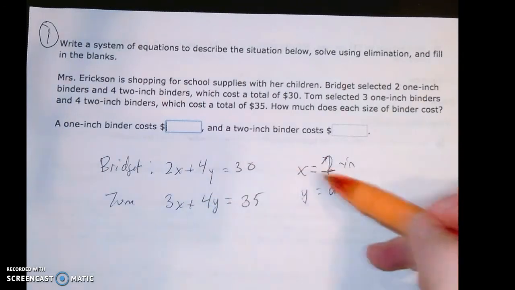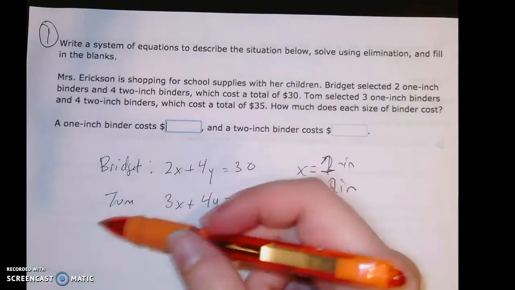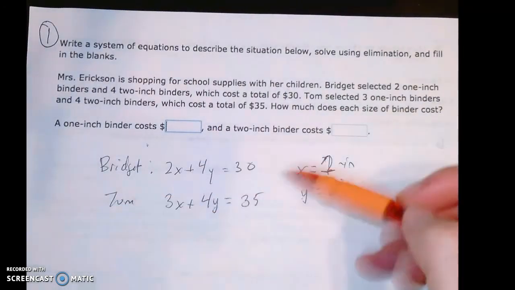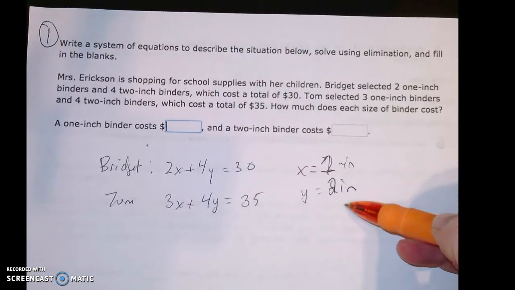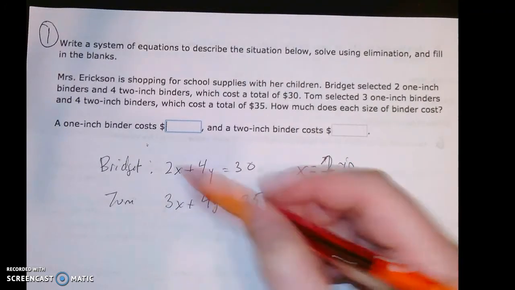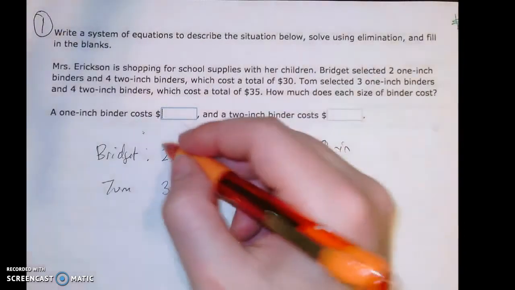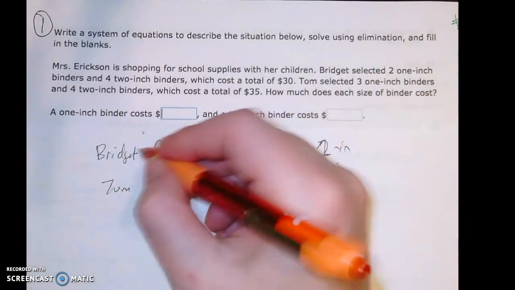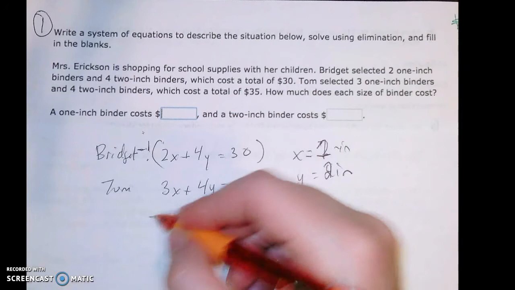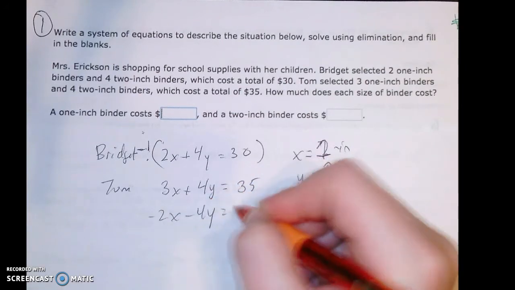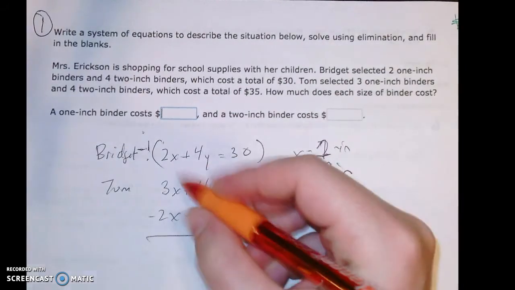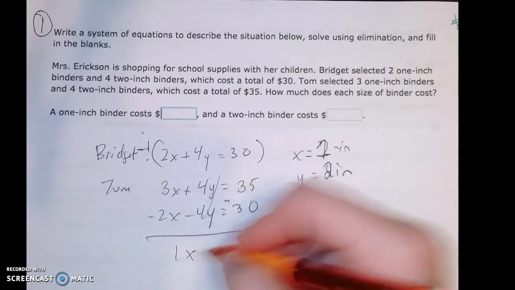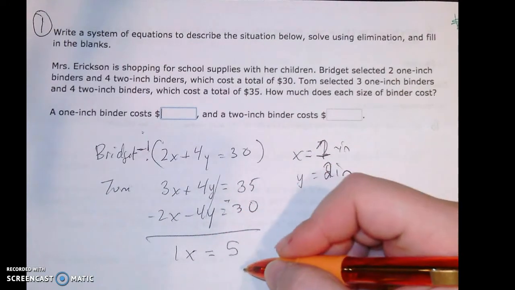I set up my equations again. It's kind of like that skeleton I gave you. I have Bridget and Tom's equations, and then I have x's 1-inch binders and y's 2-inch binders. It's a quick elimination here because they're both in standard form. I'm just going to multiply this top one, Bridget's, by -1. -2x minus 4y equals -30. 1x equals 5. x is 5.